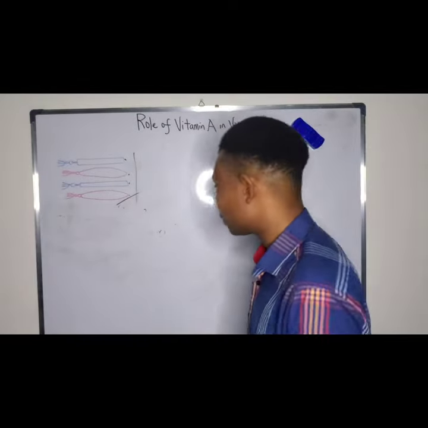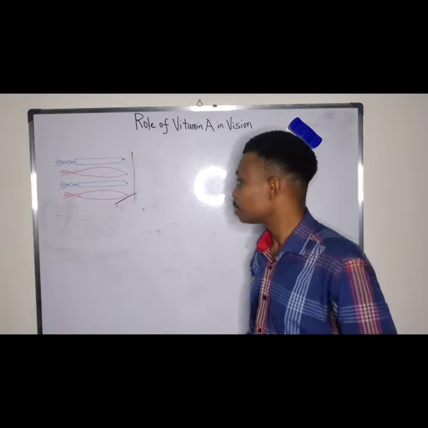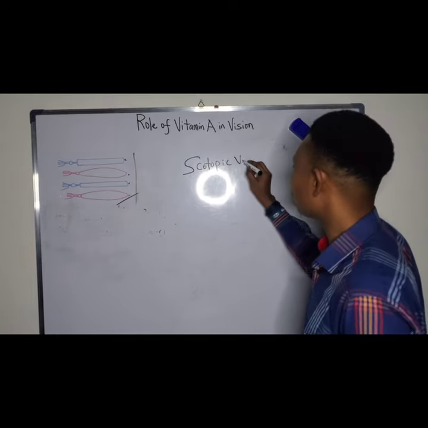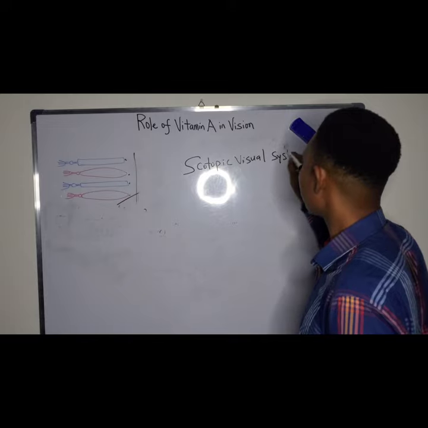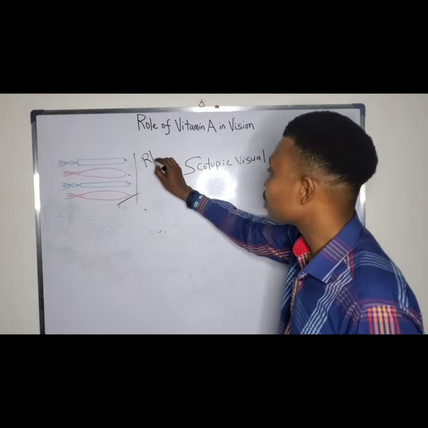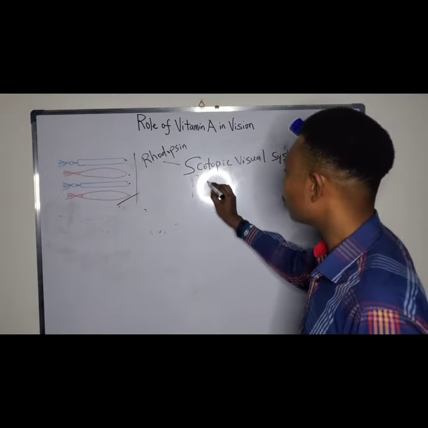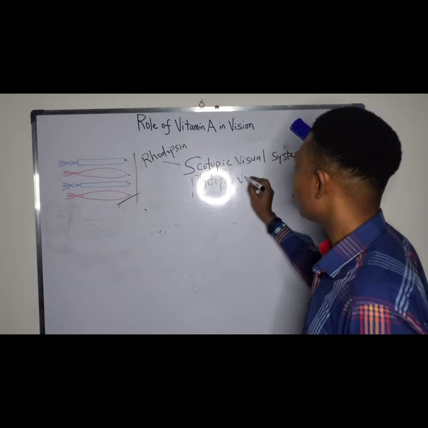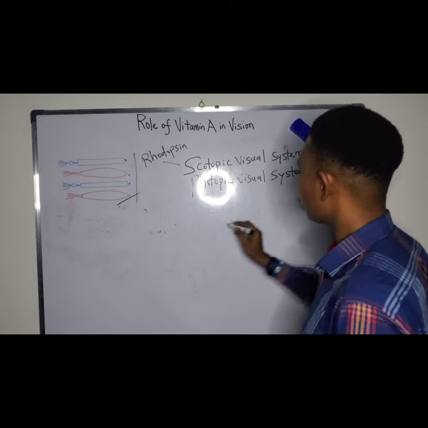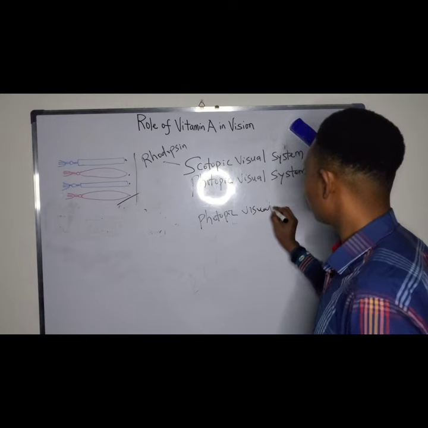Based on this explanation, we can say that there are basically two visual systems. The first one is the scotopic visual system, which uses rhodopsin. And then we have the photopic visual system.